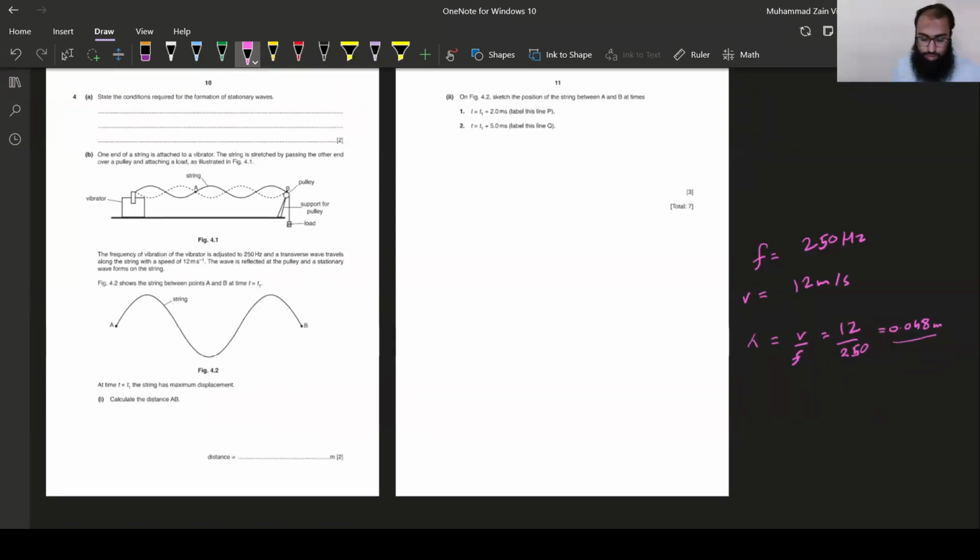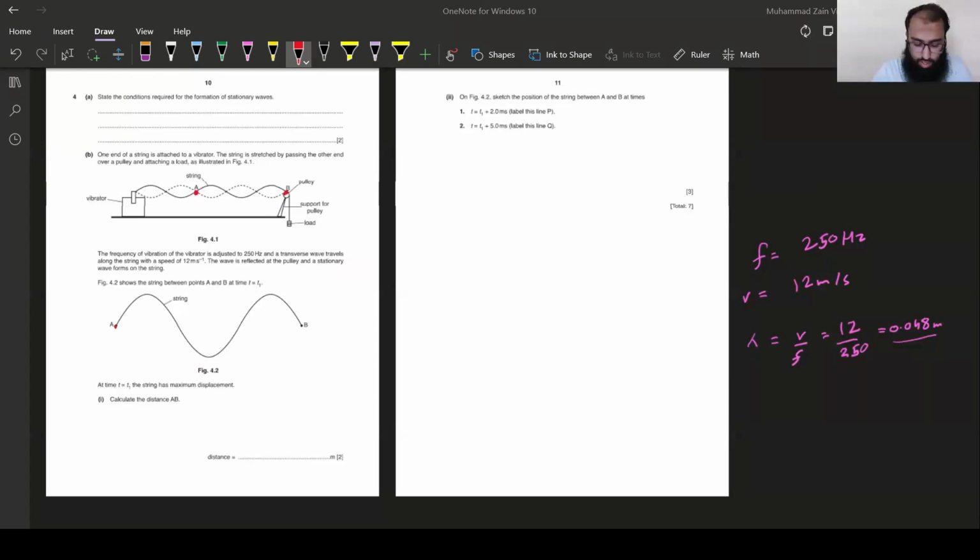This is lambda. Now we need to find the distance between point A and point B in terms of wavelengths. If this is my wave, point A, and this is point B, what's the special term for the wave at point A? Anyone? We just said this. Can anyone tell me? Yes, it would be a node. So we have a node at point A and then another node at point B.